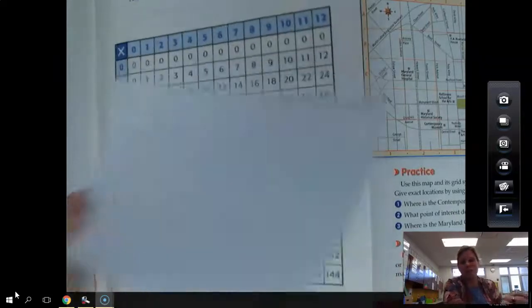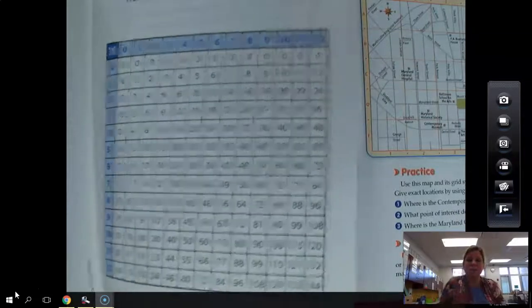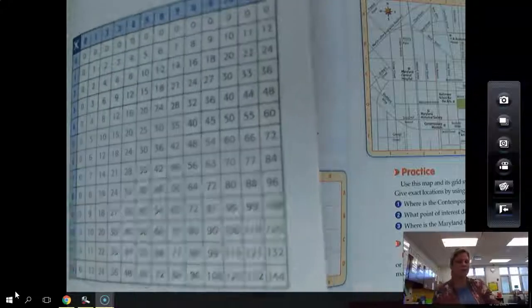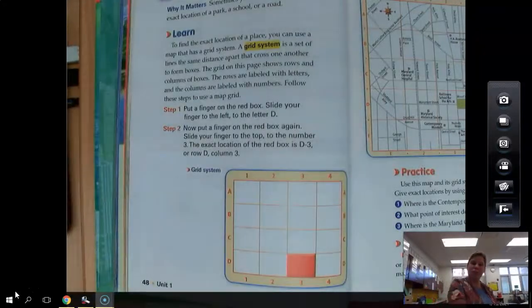So that's just another way that I know you know what you're doing because you've already used it before. I'm going to show you another way that you've already used the grid system and probably didn't even know you were using the grid system.